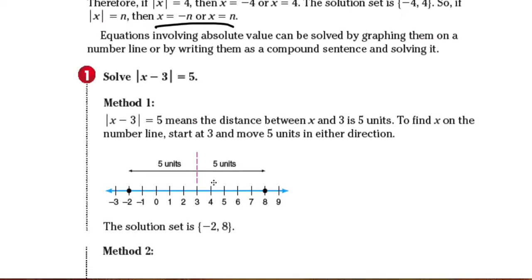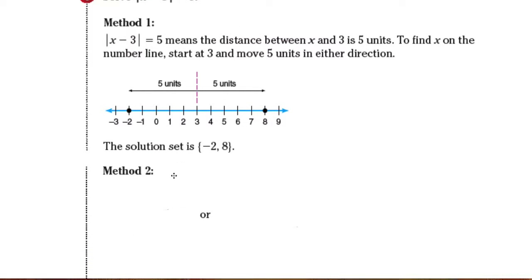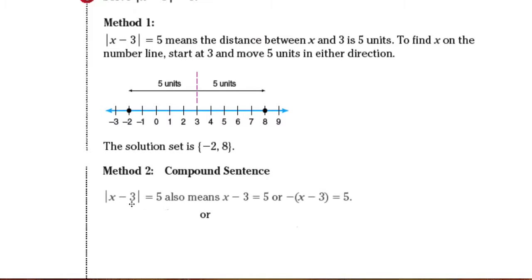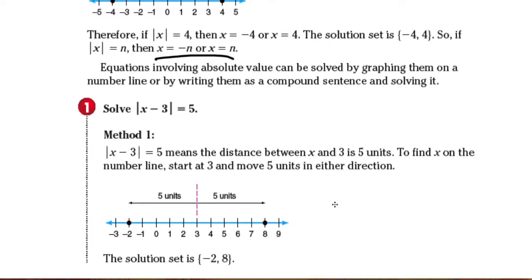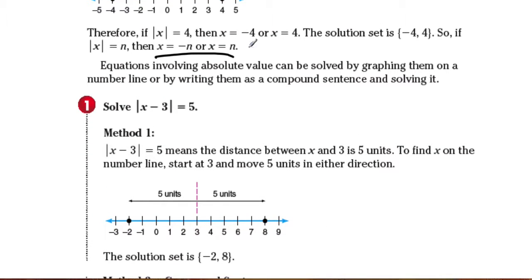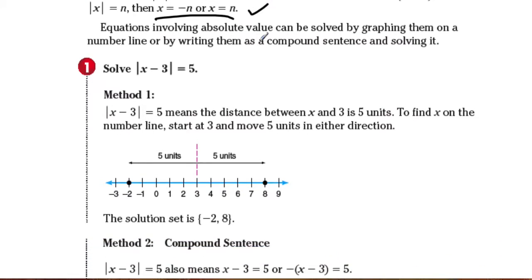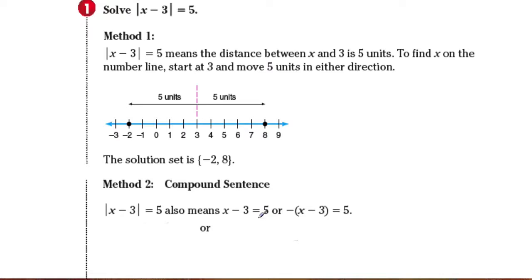Let's take a look at method 2 and see how that works. And this time we are going to use a compound sentence. Okay? So when you talk about the absolute value of x minus 3 equals 5, it also means x minus 3 equals 5, or negative x minus 3 equals 5. Okay? Very similar to this scenario right here. Those are the two possibilities of the absolute value of x minus 3.